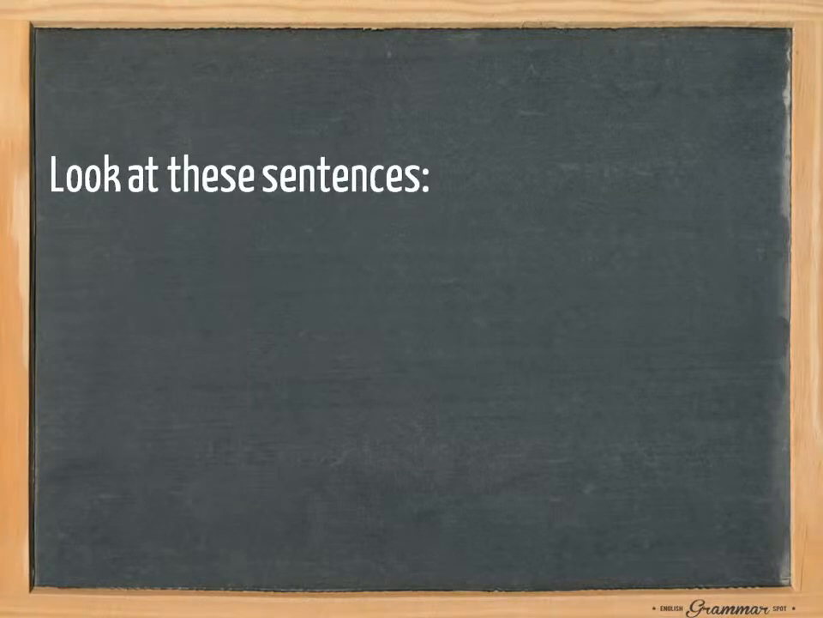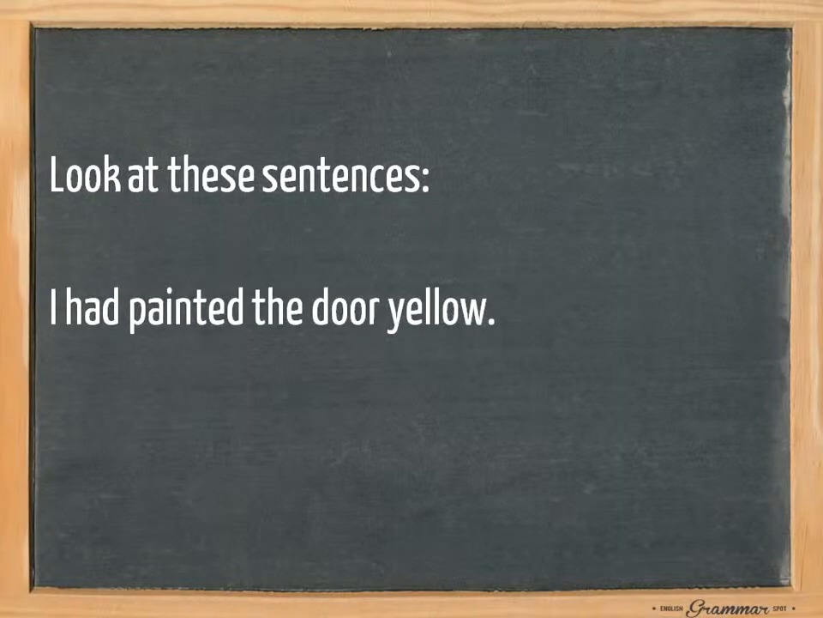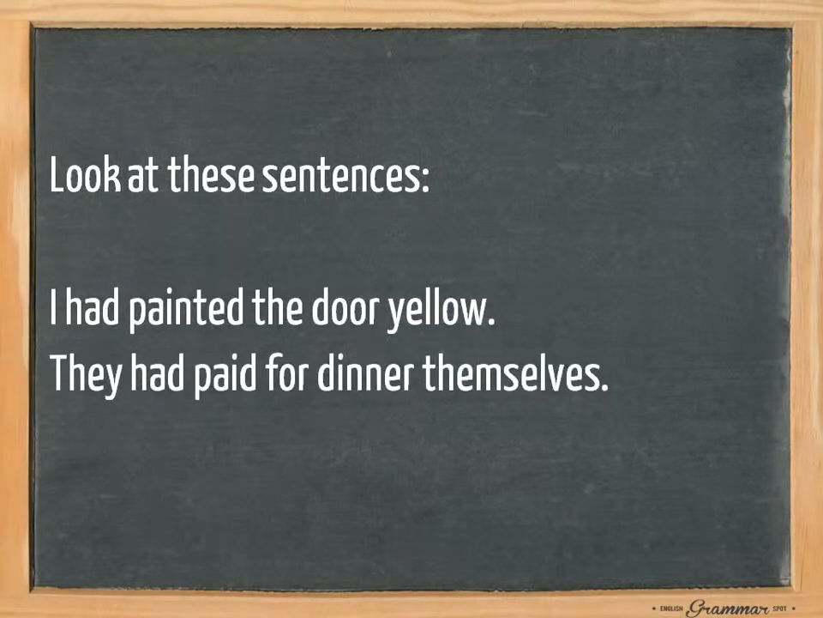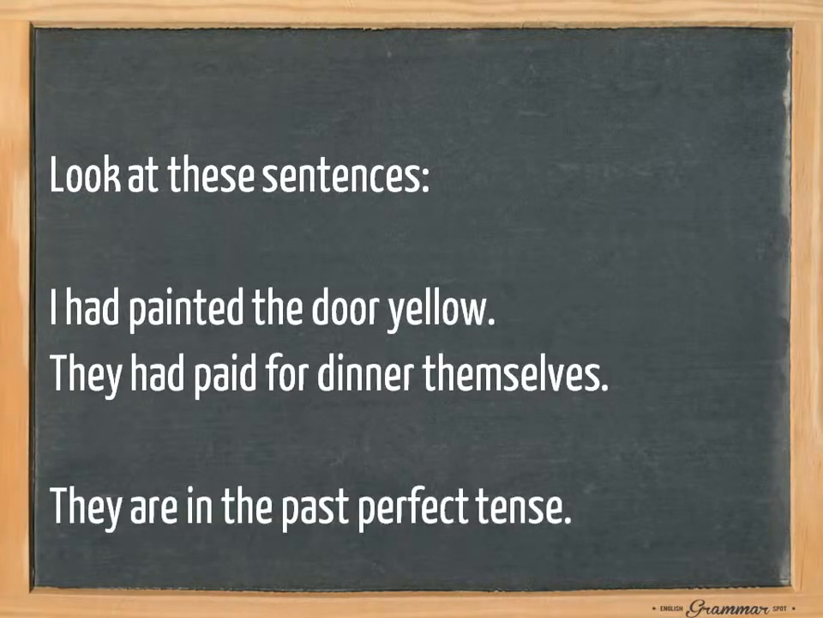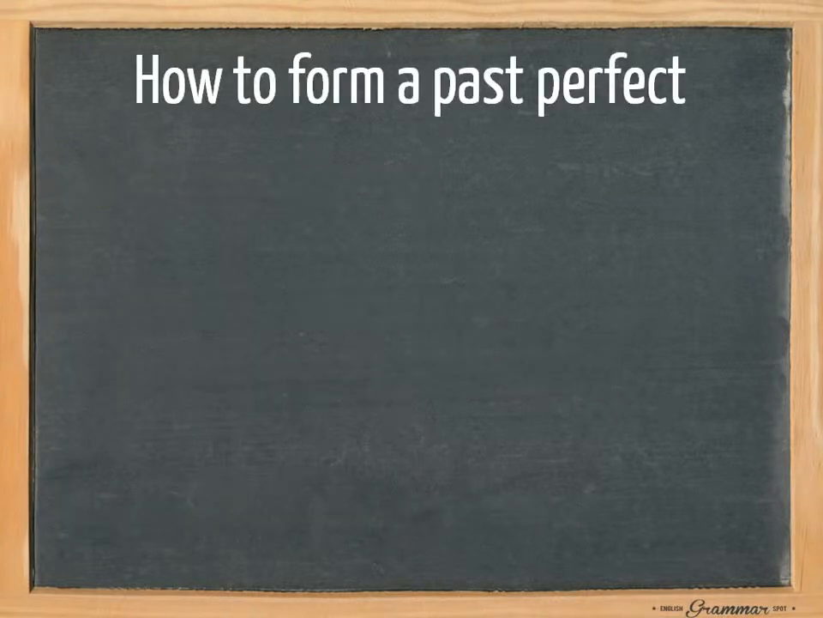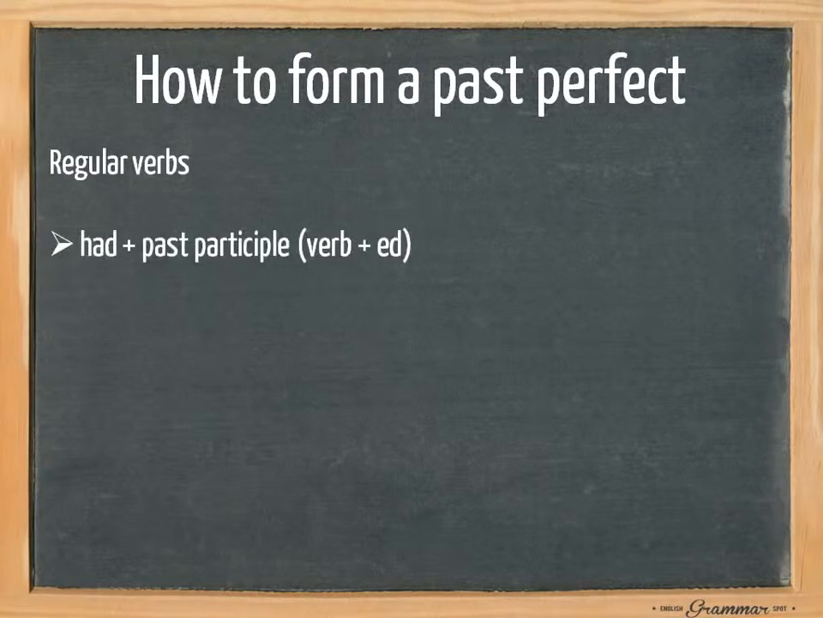Now let's get started. Take a look at these sentences. I had painted the door yellow. They had paid for dinner themselves. Both these sentences are in the past perfect tense. How do we form a past perfect? For the regular verbs, we use the auxiliary verb to have, but now the past form of to have, which is had, and the past participle.